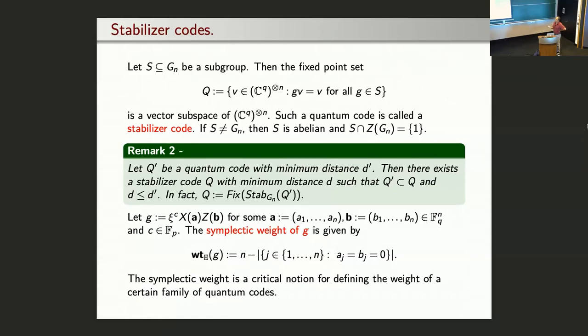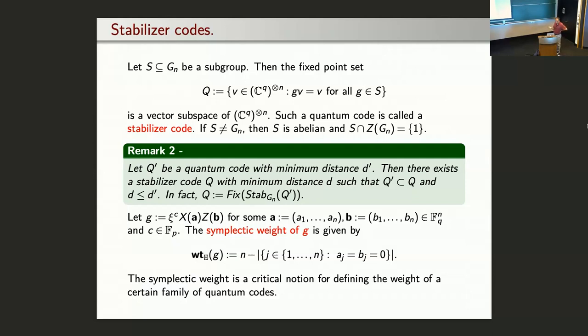So let's take a finite subgroup of our error group. I will look at the fixed vectors under this finite subgroup. So I'm looking at all elements of this huge vector space that are fixed by every element of this subgroup S. The fixed set has the structure of a complex vector space, it's Q, and Q is called a stabilizer code. By the way, it's very interesting. If S is not the full group, then it turns out that S is an abelian group, and it doesn't intersect the center of our full error group.